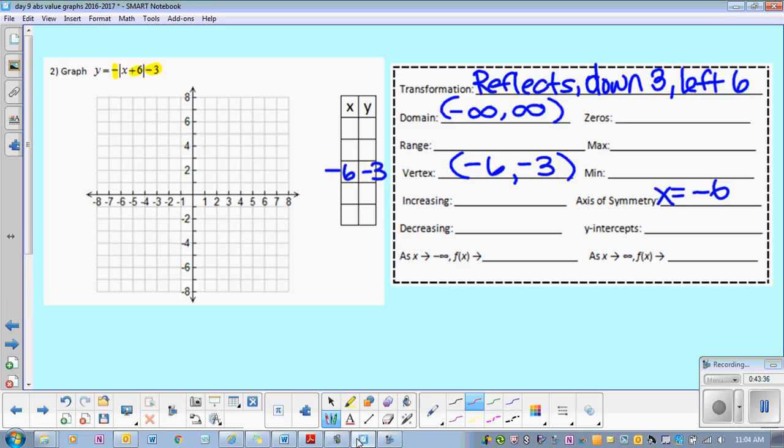So I have negative 7, negative 8, negative 5, and negative 4. Yes? So when my x is negative 7, what's my y? Negative 4? And then that's telling me this is also negative 4, right? Negative 8, negative 5. So then this is also negative 5 because absolute value is symmetrical, right? Okay, let's graph it. Negative 6, negative 3. Negative 7, negative 4. Negative 8, negative 5.